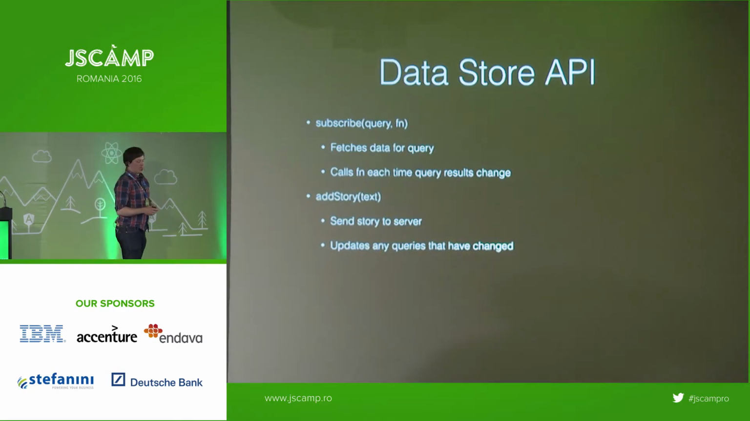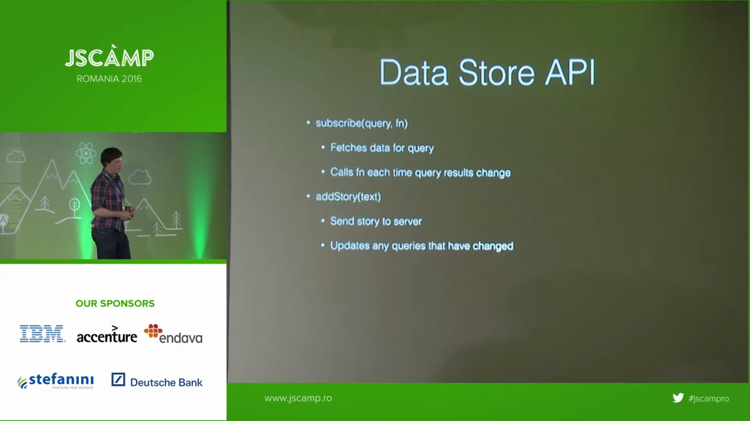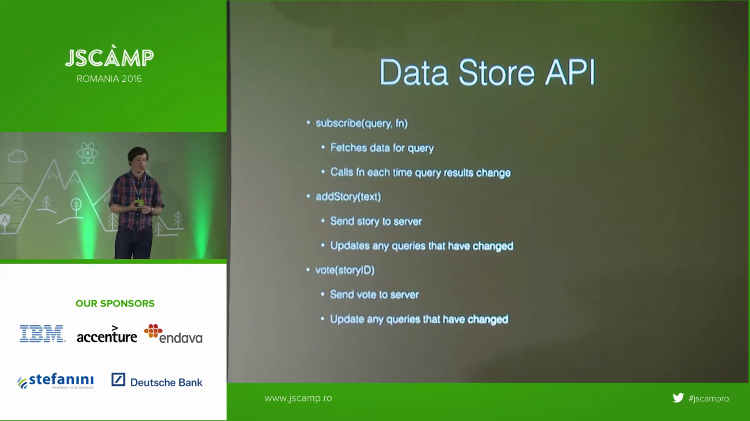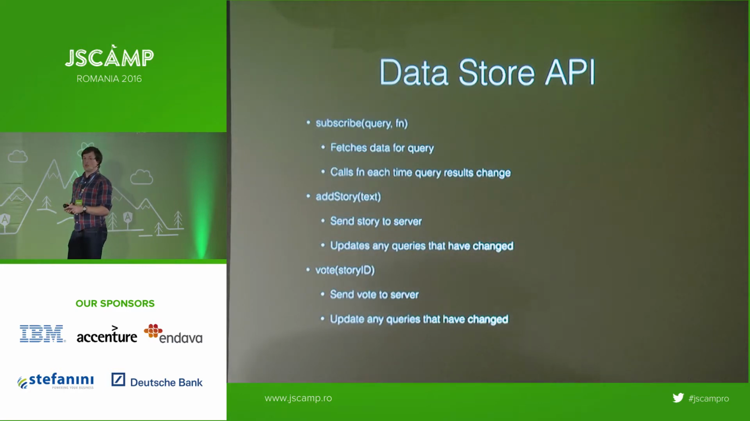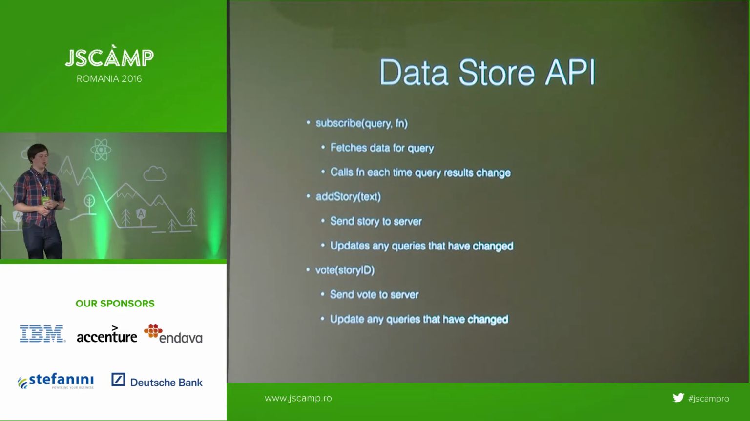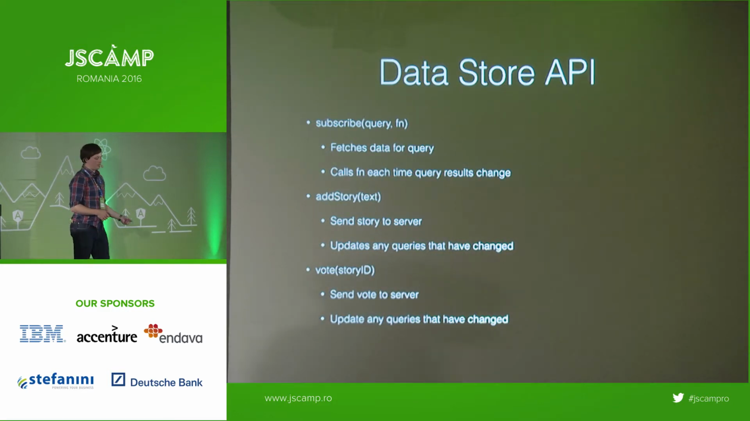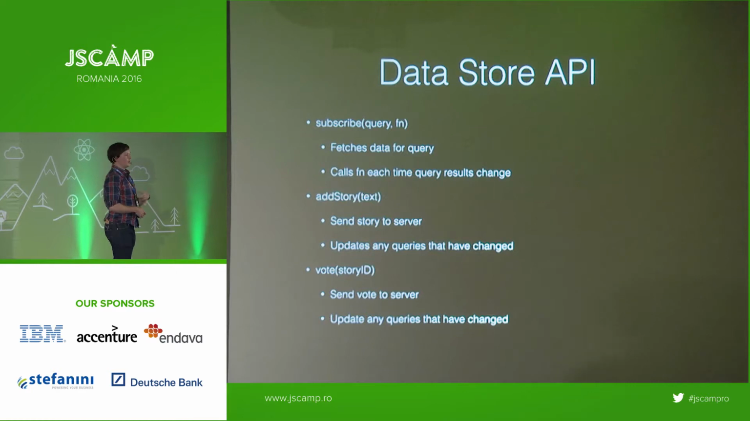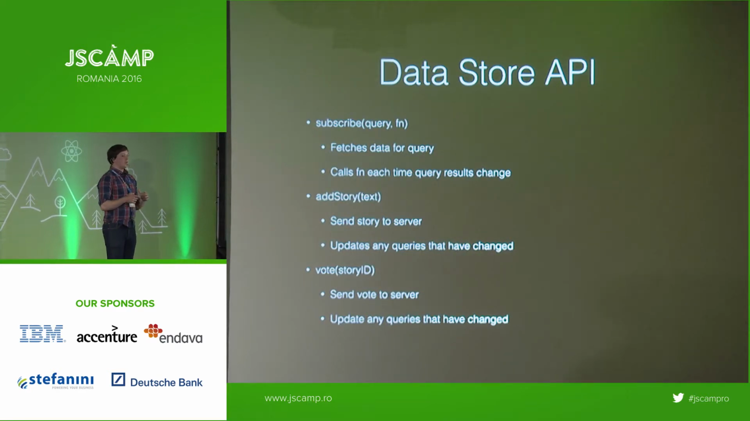So the other methods it has are methods for updating. So it has an addStory and a vote method. addStory simply sends a story to the server and then updates any of the queries that change as a result of that new story. Vote for a story ID sends that vote to the server and then updates any of the queries that change as a result of the votes changing. So what this means is that the data store has the ability to send the request to the server, get the response from the server, and then knows what needs to be updated. It has access to all of the data in the local cache, has the ability to update any of it.